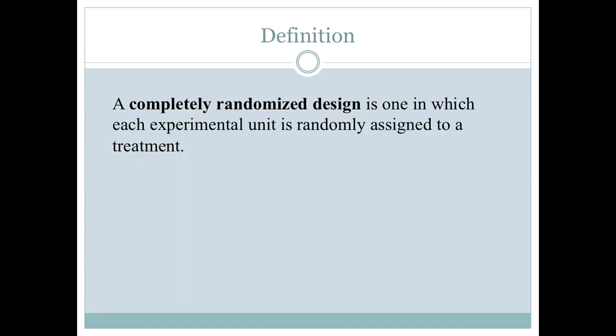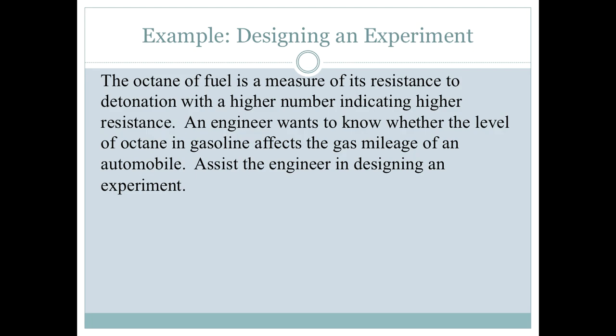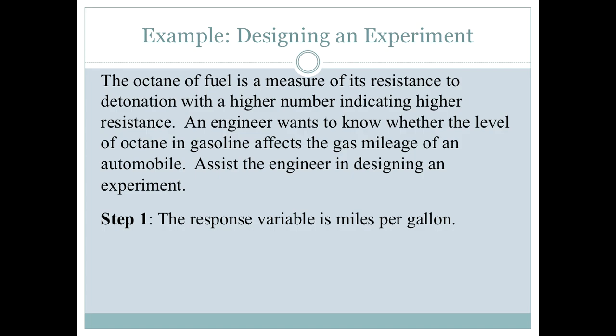Now, a completely randomized design is one in which each experimental unit is randomly assigned to a treatment. So let's look at this example here. The octane of fuel is a measure of its resistance to detonation, with a higher number indicating higher resistance. An engineer wants to know whether the level of octane in gasoline affects the gas mileage of an automobile. Assist the engineer in designing an experiment. So step one would be to determine the response variable, which would be miles per gallon.